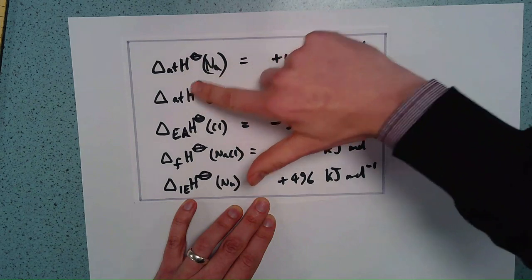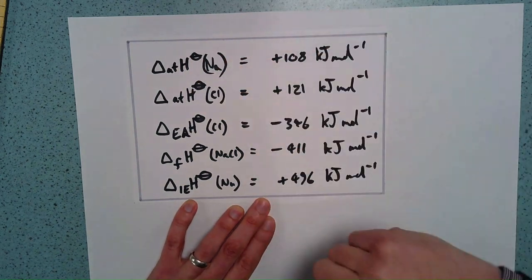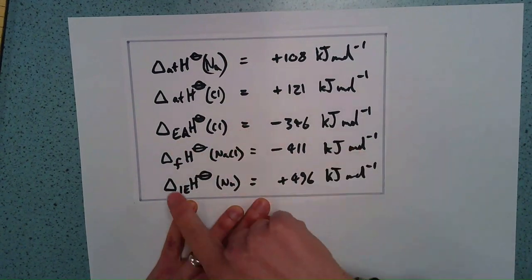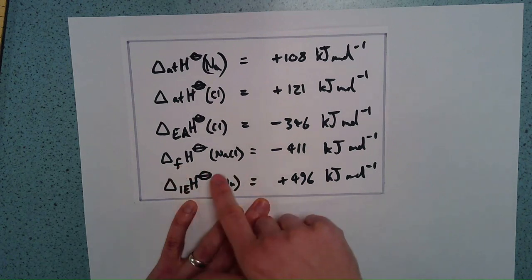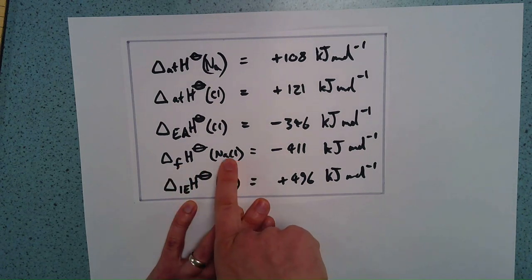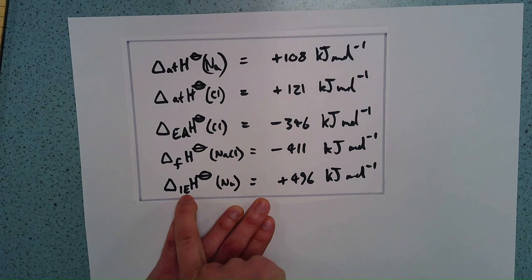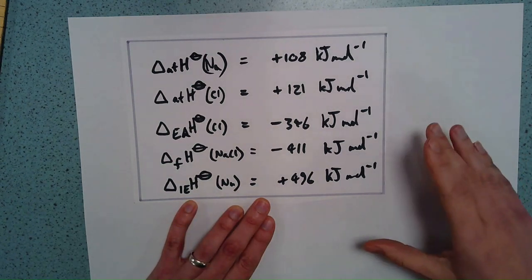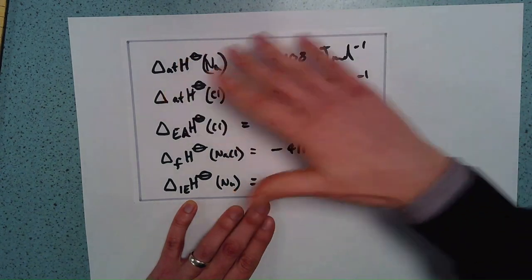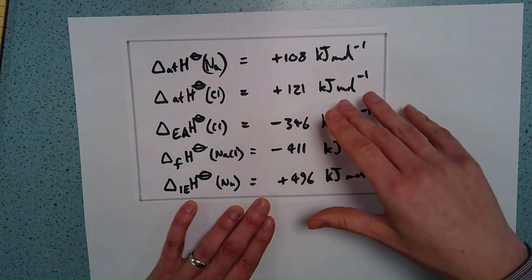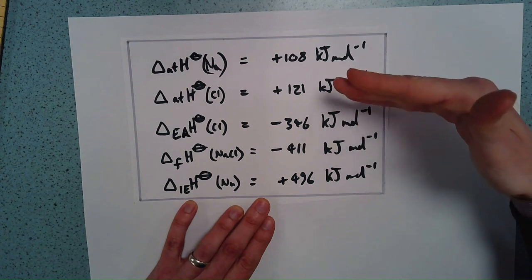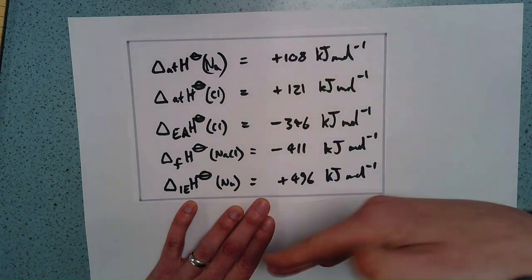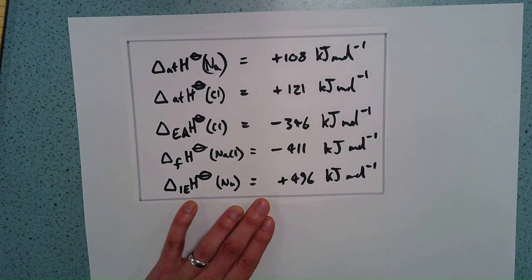And I've got all the data I need here. I've got atomization of sodium and chlorine. I've got electron affinity of chlorine. I've got formation enthalpy of sodium chloride, and I've got ionization energy of sodium. Now, I don't have to do lattice enthalpy here. We could actually have the value for lattice enthalpy in the table, and we could then be asked to calculate something else. But the method is still the same.